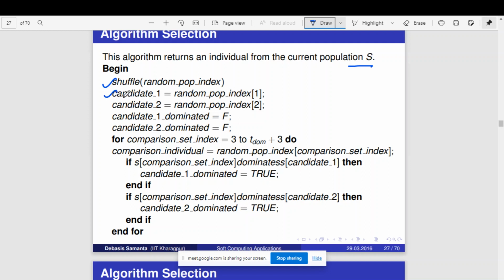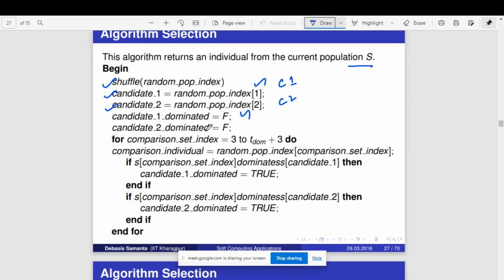Then it selects candidate 1 at random. That is C1. Then it selects candidate 2 at random. Initially we are assuming that candidate 1 is not dominating anybody. Candidate 1 is not dominating the comparison set. Candidate 1 should dominate everybody in the comparison set. Even if it is not dominating one individual in the comparison set, then we will say that it is not dominating. So initially, whether it is dominating the comparison set is false.